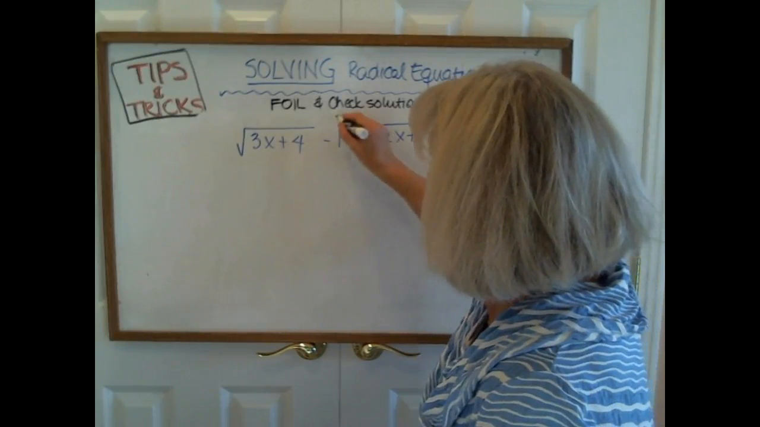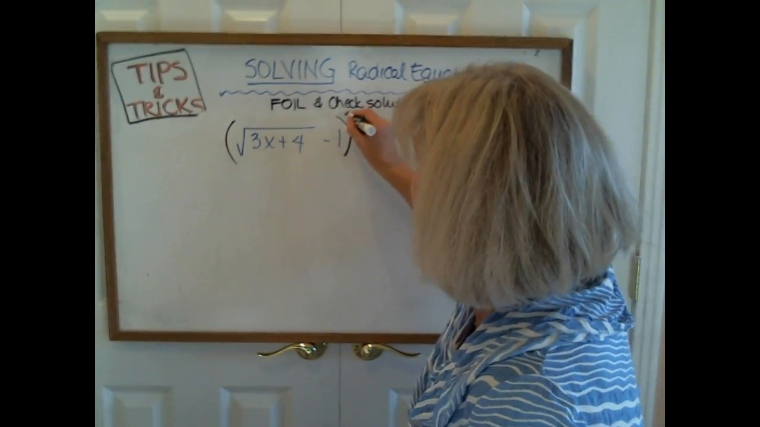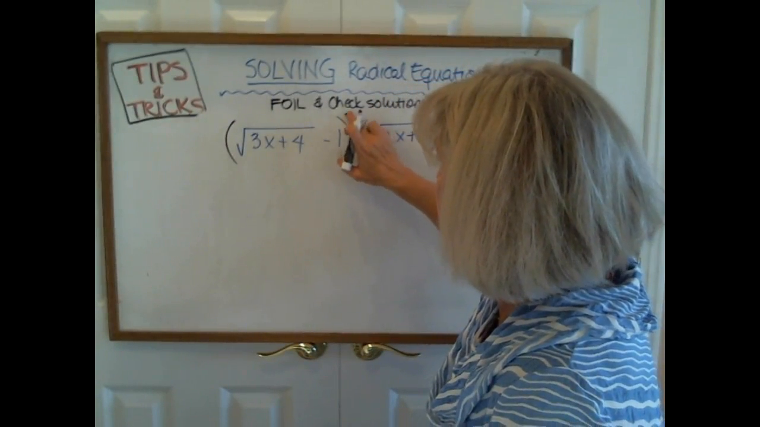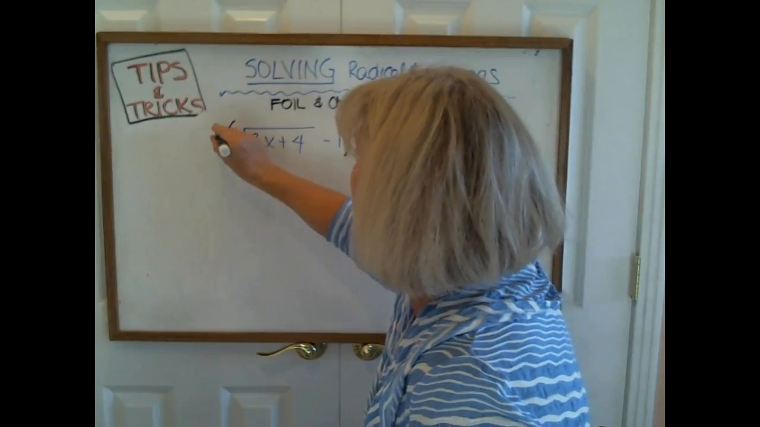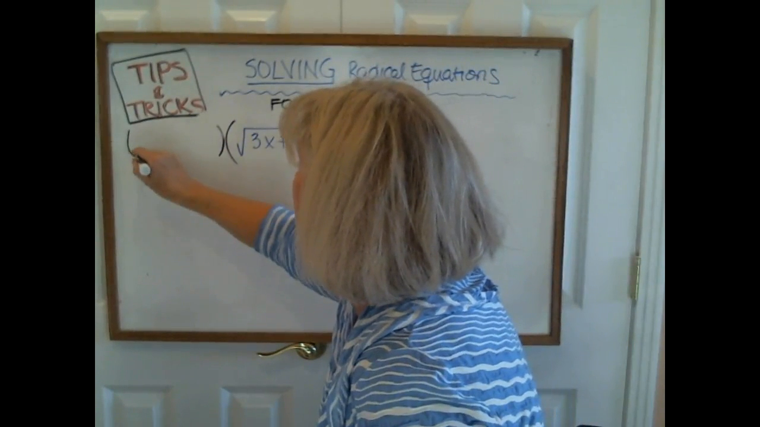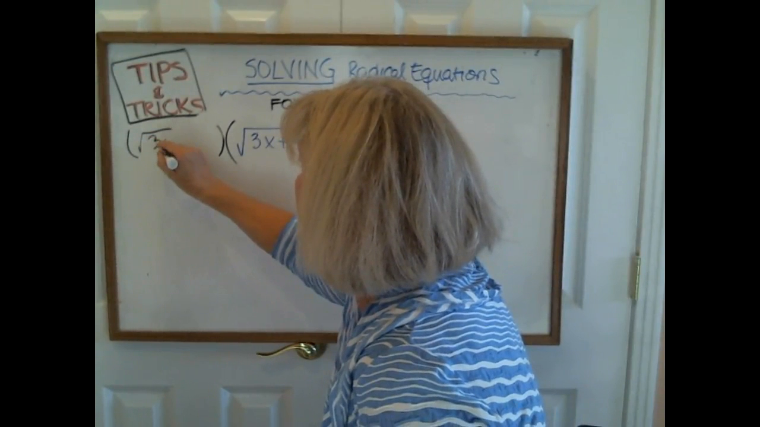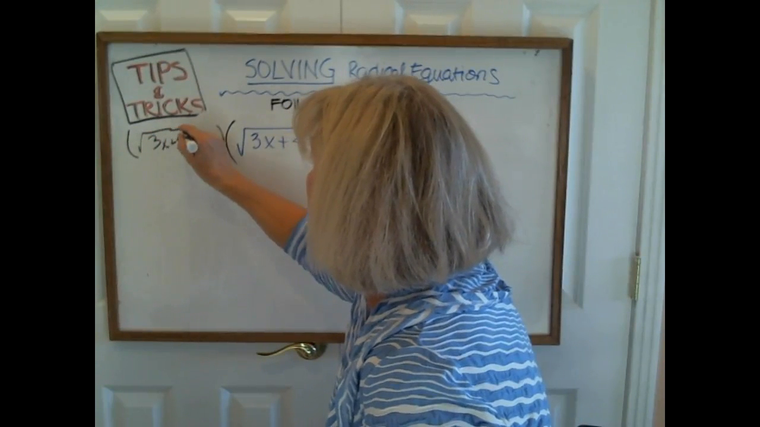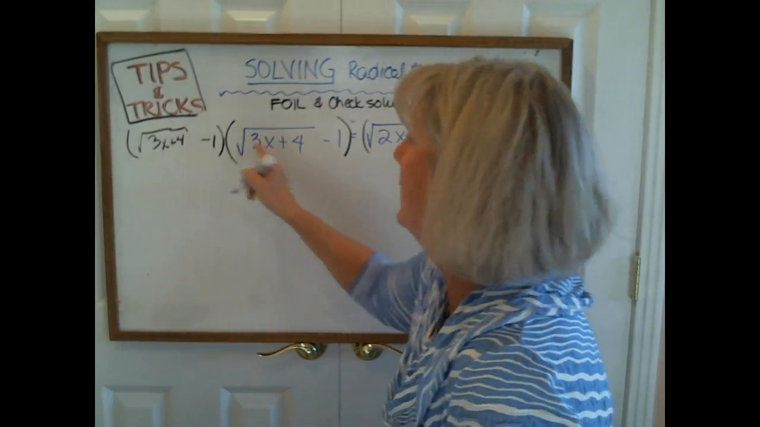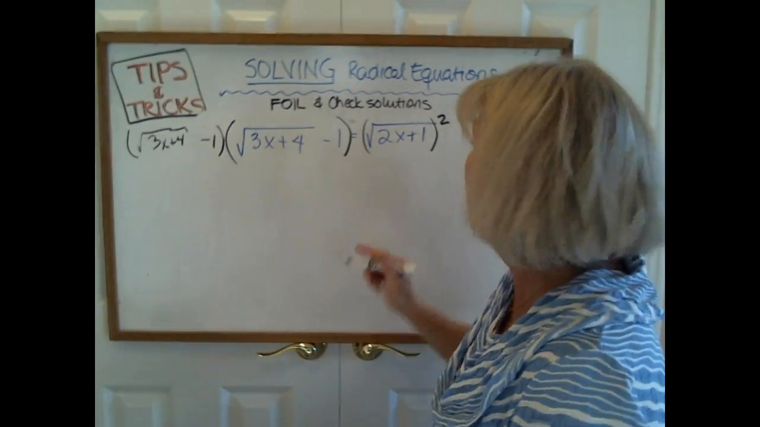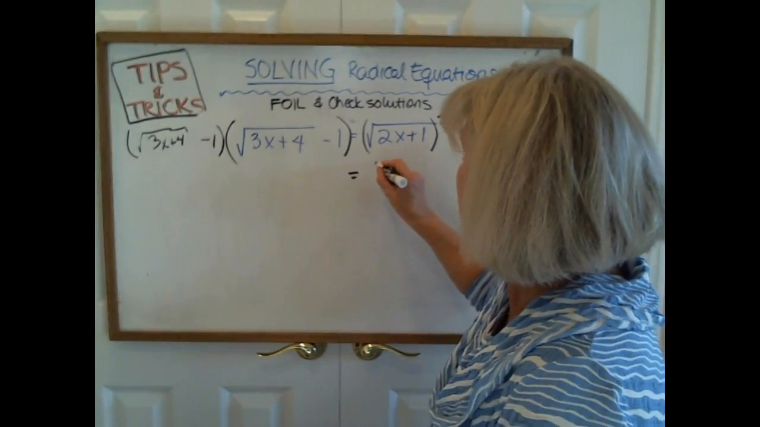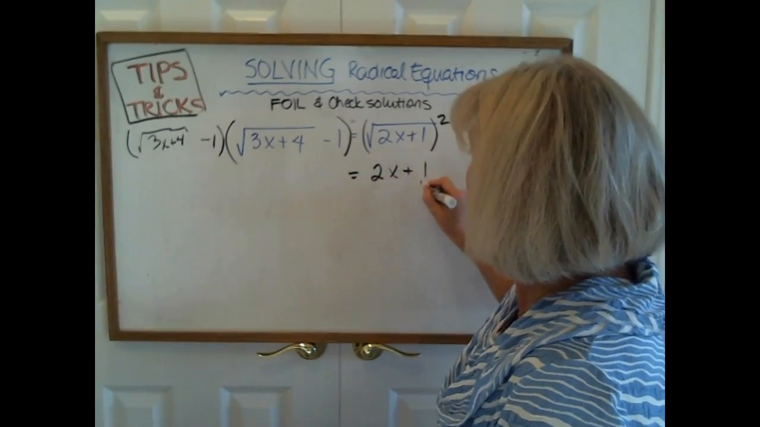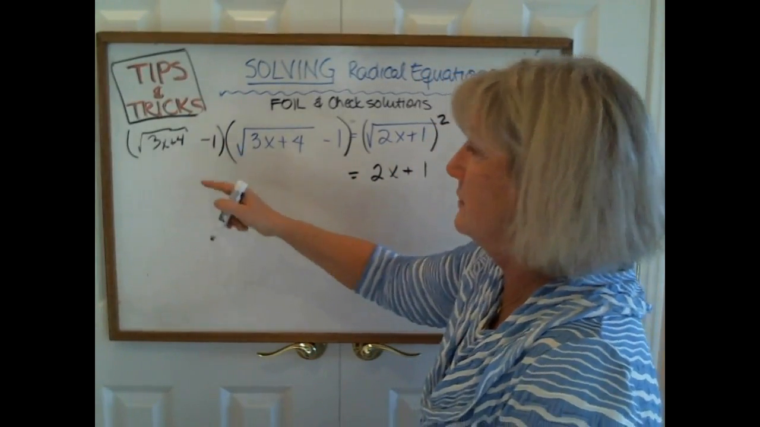So that's squared, and this is squared. So remember my hint, instead of writing squared, I'm going to write root 3x plus 4 minus 1 twice. So I remember to FOIL that. So this side is easy. This turns into just 2x plus 1. This side, you have to FOIL.